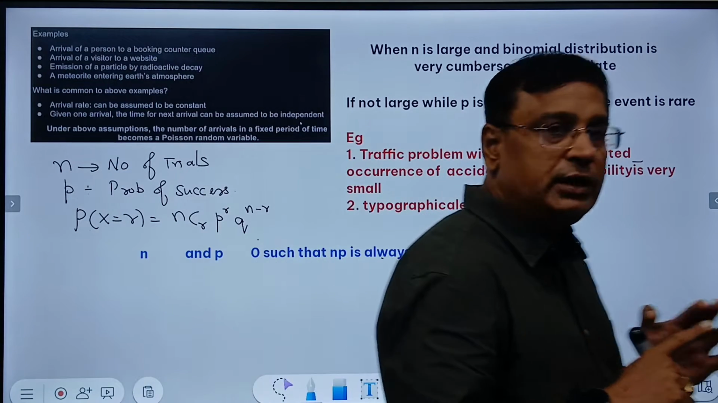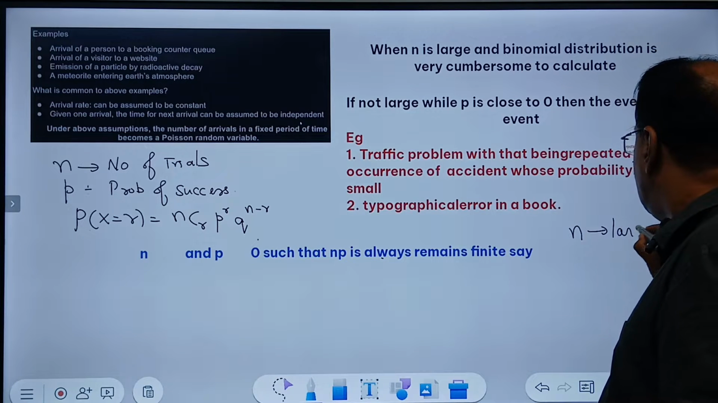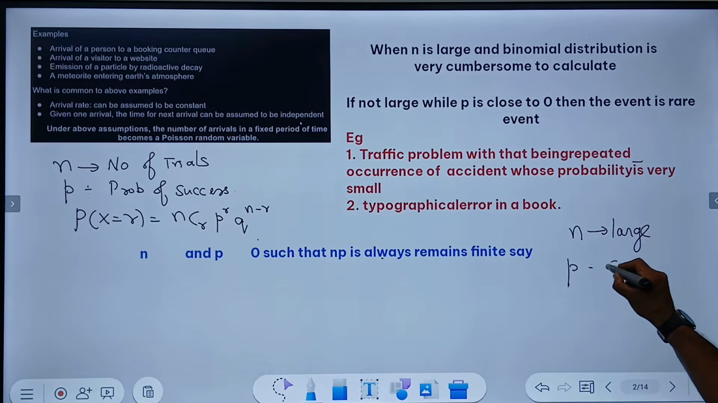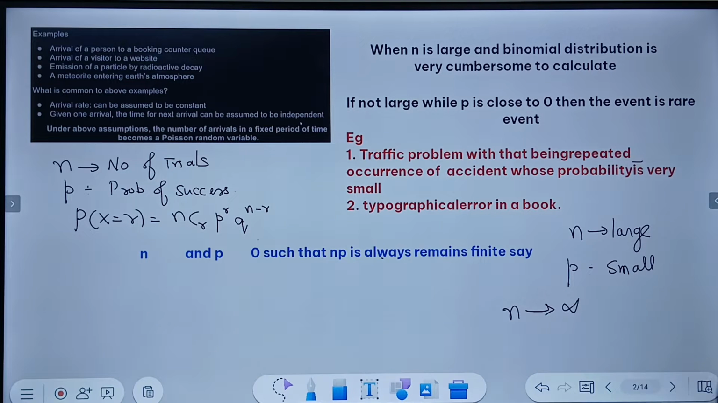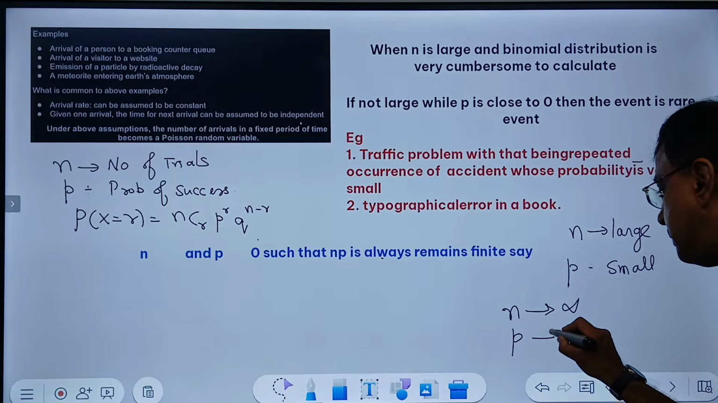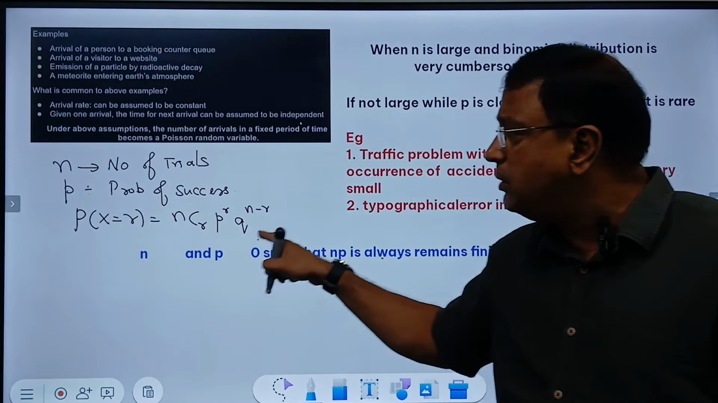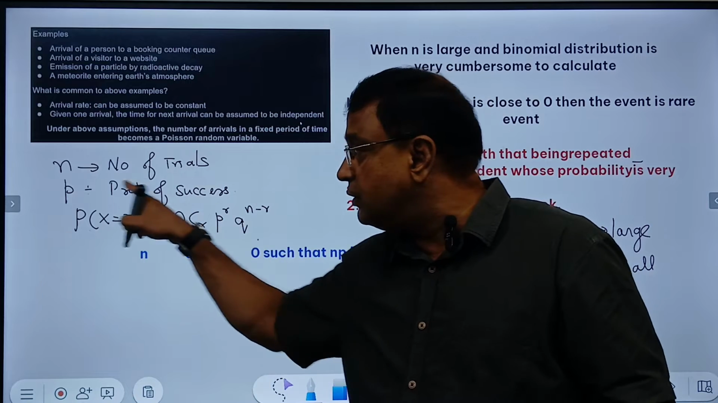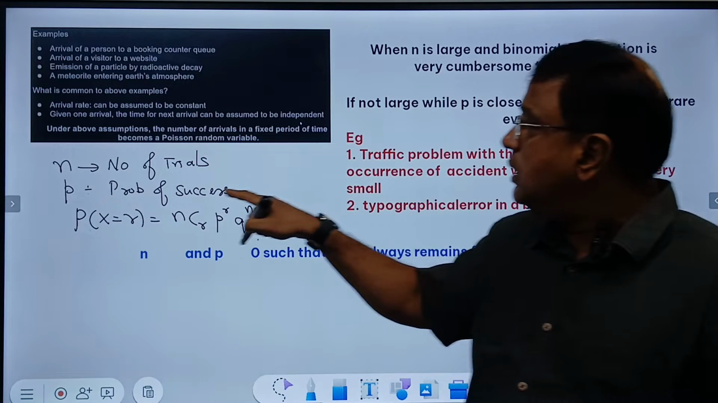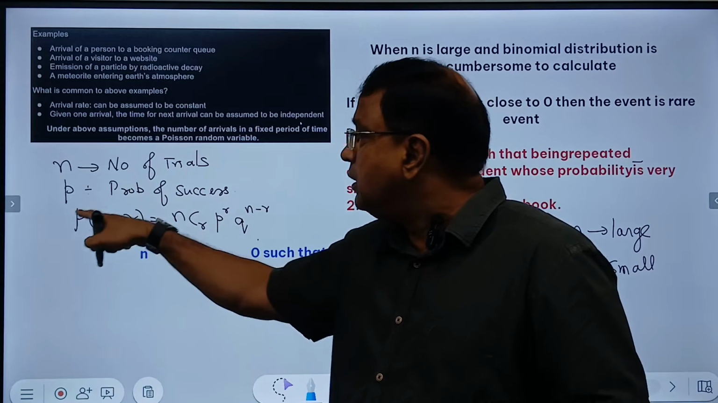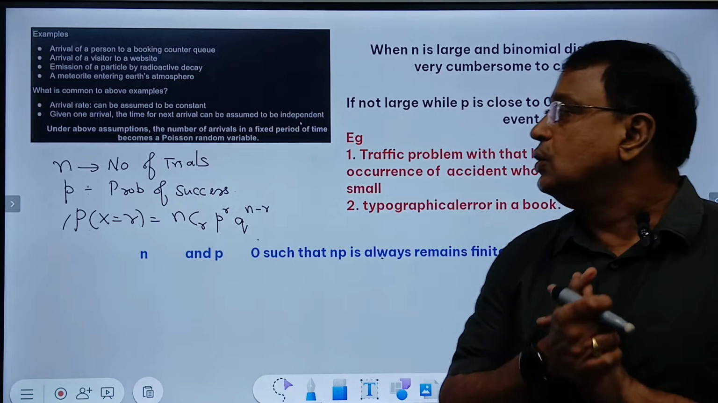Now if n is very, very large, and if p is small, when I say large, I mean when n tends to infinity, and when I say p is small, when p approaches 0, then it becomes very difficult to use this formula because n is very large. It is very difficult to do the calculation. It becomes very cumbersome.